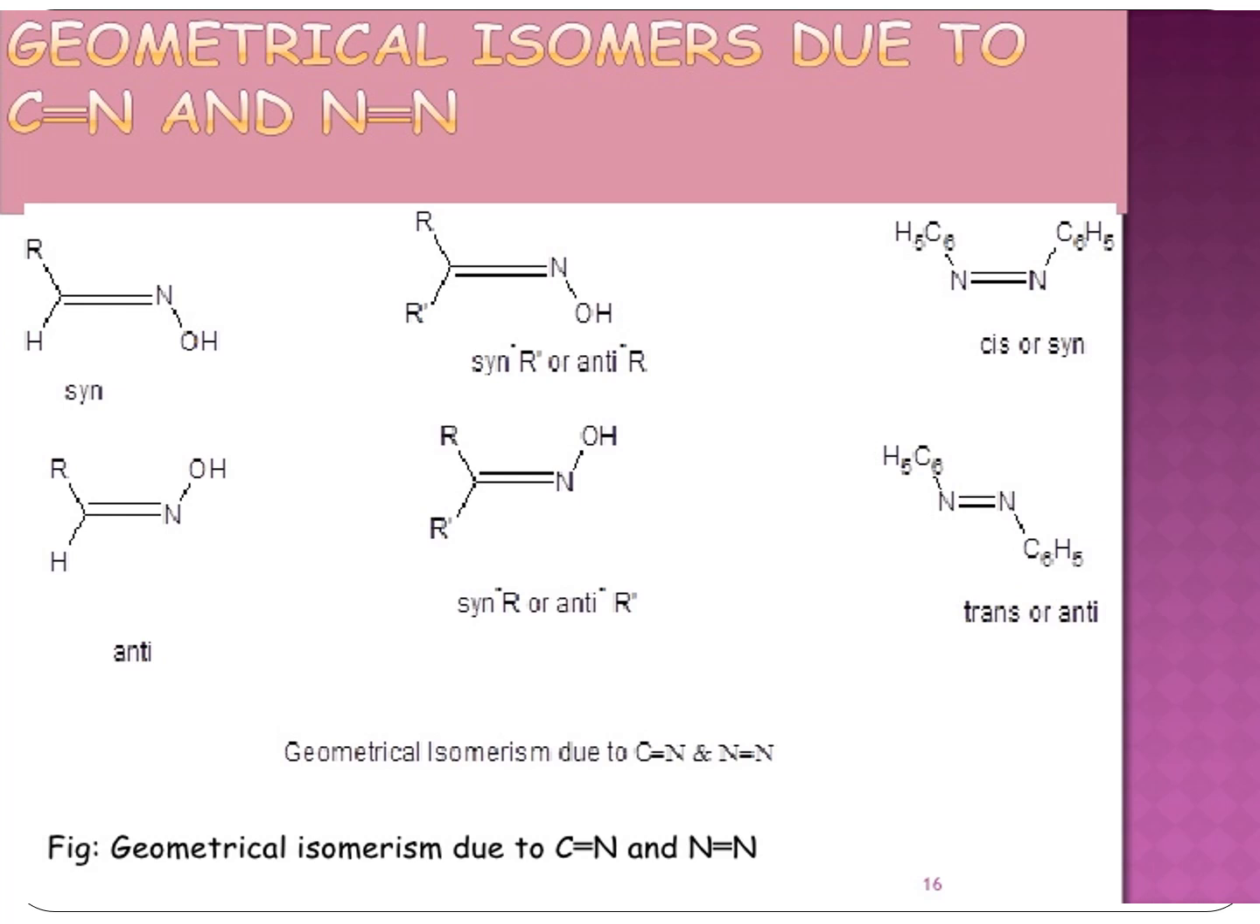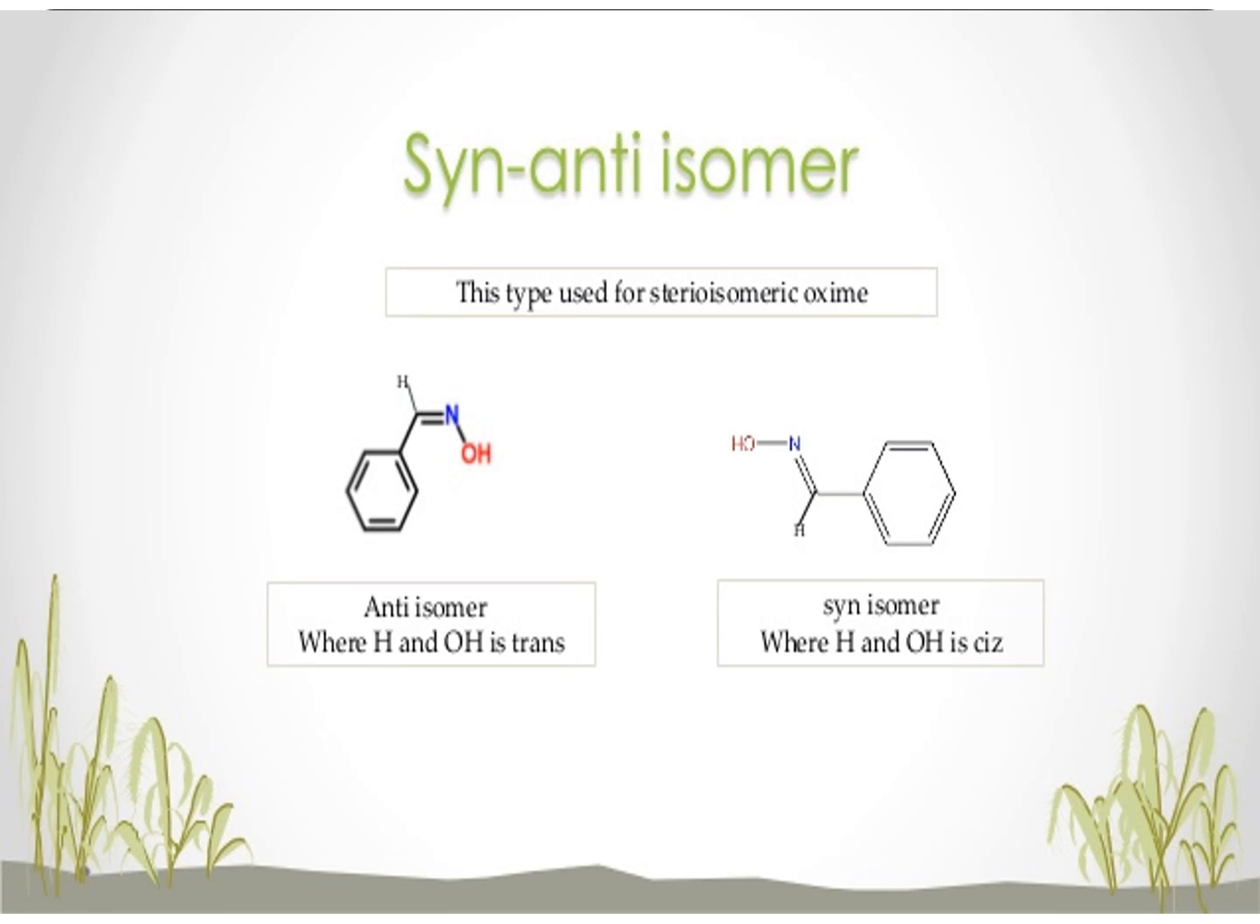And also, if instead of hydrogen alkyl groups are there, in the second set of structures we can see R and R dash. Based on R dash it is syn, and based on R it is anti. The third set of diagrams shows the nitrogen double bond compounds. If the substituent groups are arranged on the same side, it is cis or syn. If on the opposite side, it is trans or anti. That is syn-anti isomerism.